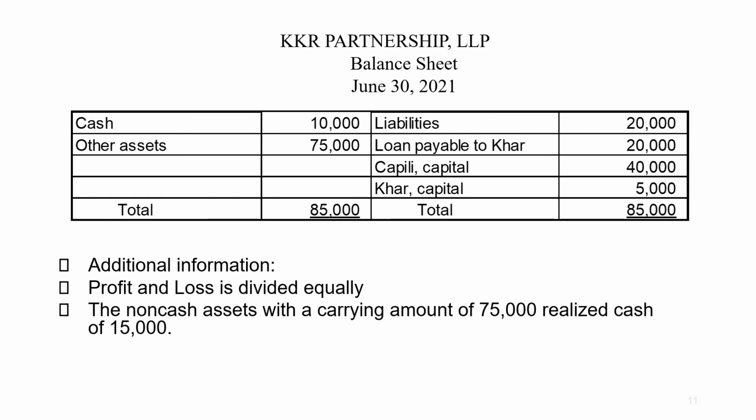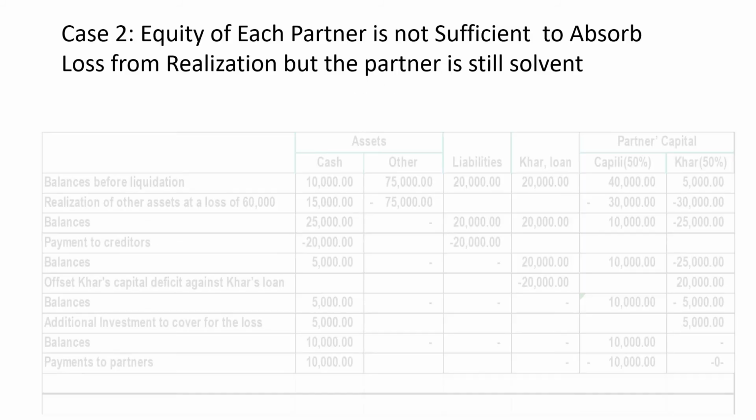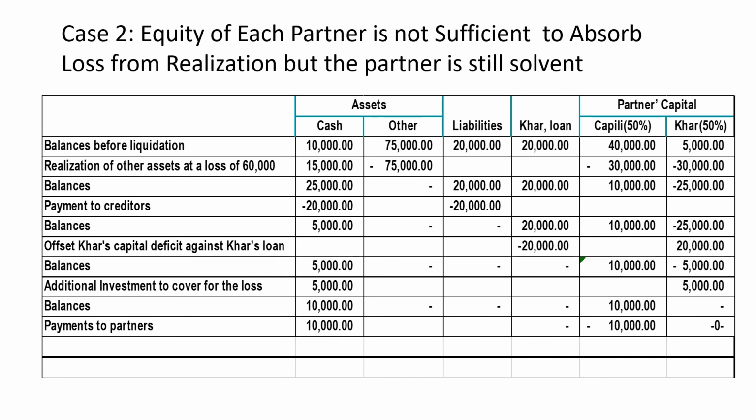Okay? So let's try another example. What if instead of 45,000, the asset is only realized at 15,000? So let's see. The balance would now be cash 10,000. You would see the balance would still be the same. Now the loss in realization, instead of 30,000, has become 60,000 because we only realized 15,000. So 60,000.